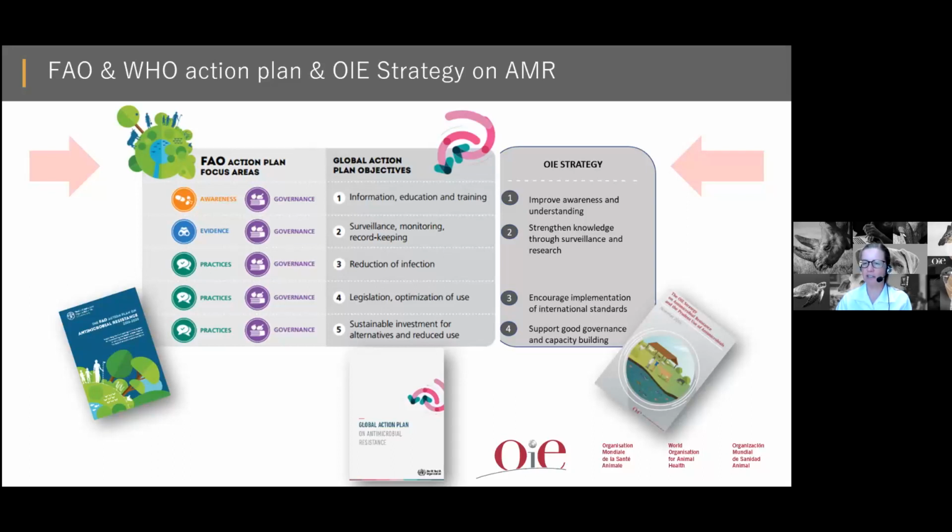The Global Action Plan from WHO focuses on information, education and training, surveillance, monitoring, record keeping, reduction of infection, legislation, optimization of use, and sustainable investment for alternatives and reduced use. And as I mentioned, the OIE strategy, which is on antimicrobial resistance and the prudent use of antimicrobials, focuses on 4 of those. So improving awareness, strengthening knowledge, encouraging implementation of standards, and also supporting good governance and capacity building.